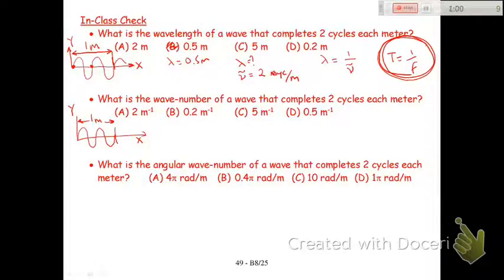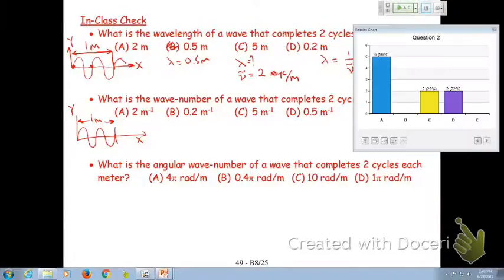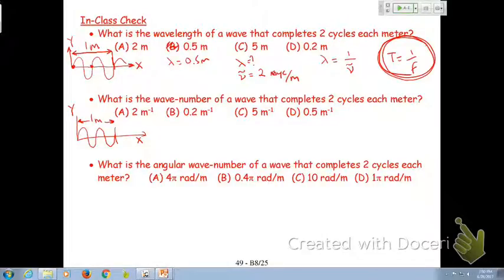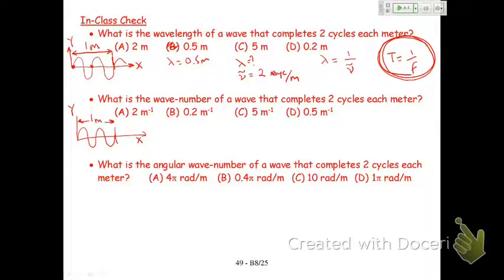Okay. Yes, well done. What did we all say? Oh, a bit more mixed here. So most people saying A. Some people saying C and D. So let's have a look at this. From my diagram, what is the wave number of a wave that completes 2 cycles each meter? The wave number is how many wavelengths in 1 meter. So it must be my wave number is equal to 2 per meter, 1 over meter.